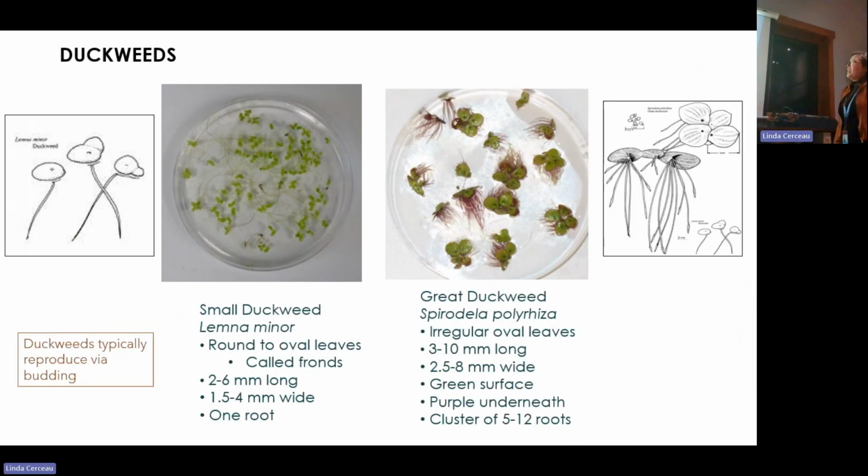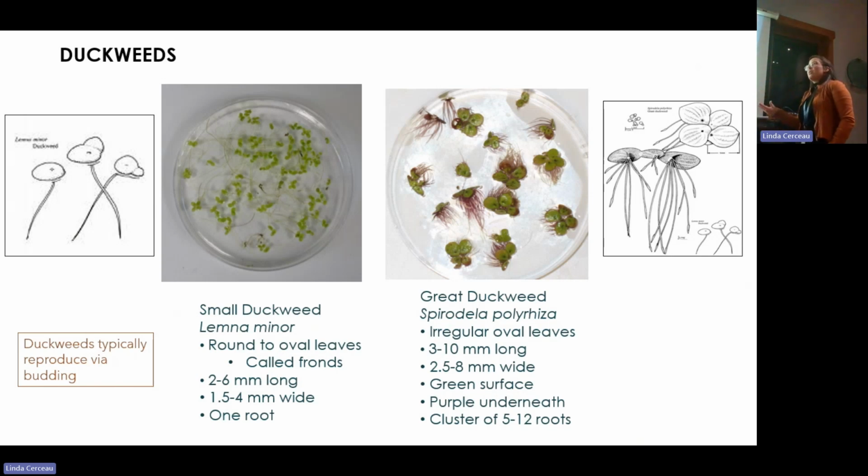You have your duckweeds. Small duckweed, per the name, is very small. This one has more round to oval shaped leaves. The leaves in the literature are referred to as fronds. And you'll see here that there's typically only one root that comes off of each leaf. So that's how you can tell that that is small duckweed.